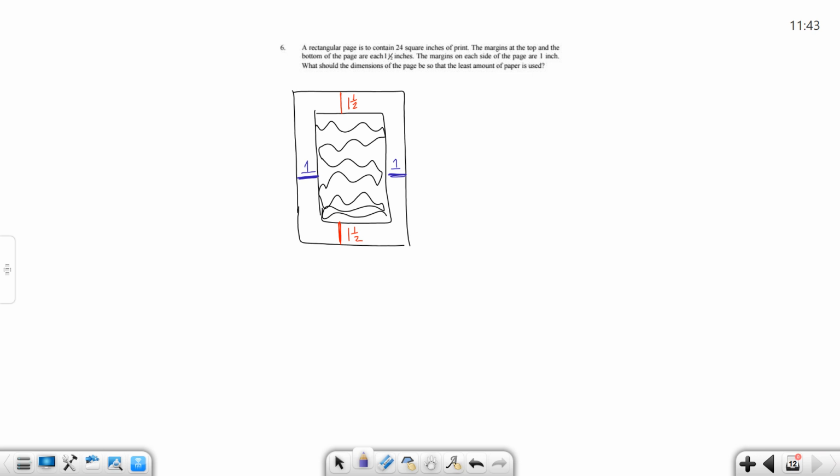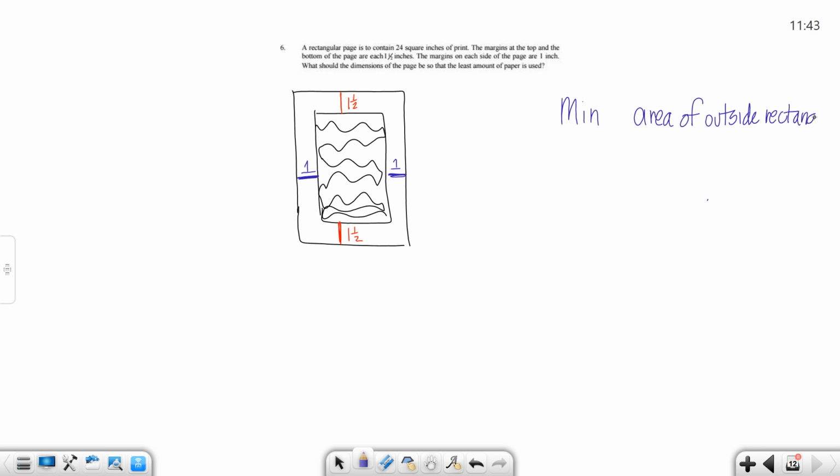The question says, what should the dimensions of the page be so that the least amount of paper is used? Okay, so I see the word least, so that's going to be minimum. And we want the area of the paper. Okay, the paper is the outside rectangle.